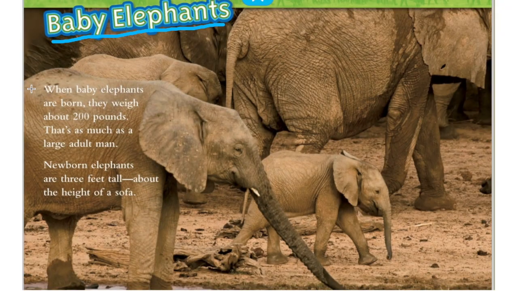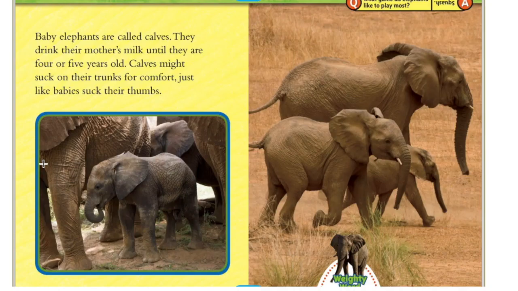When baby elephants are born, they weigh about 200 pounds. That's as much as a large adult man. Newborn elephants are 3 feet tall, about the height of a sofa. Baby elephants are called calves. They drink their mother's milk until they are 4 or 5 years old. Calves might suck on their trunks for comfort, just like babies suck their thumbs.